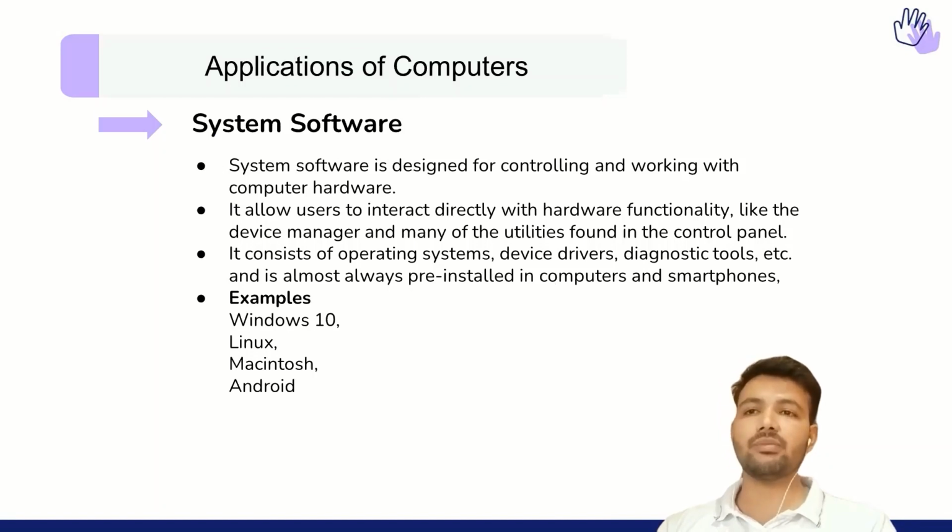So system software की बात करें तो they are designed for controlling and working of the computer hardware. तो पूरे कंप्यूटर हार्डवेयर की वर्किंग को कंट्रोल करने के लिए और उस पूरे आर्किटेक्चर को कंट्रोल करने के लिए हमारे पास सिस्टम सॉफ्टवेयर होते हैं. It allows users to interact directly with the hardware function like the Device Manager and more of the utility found in the Control Panel. And it consists of operating systems, device drivers, diagnostic tools, etc. And it is almost always pre-installed in computers and smartphones.